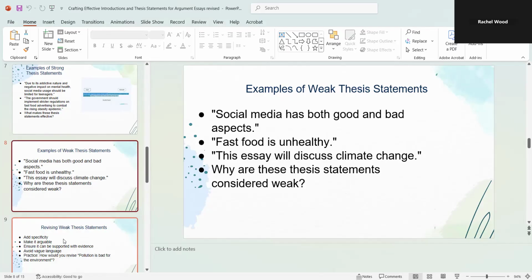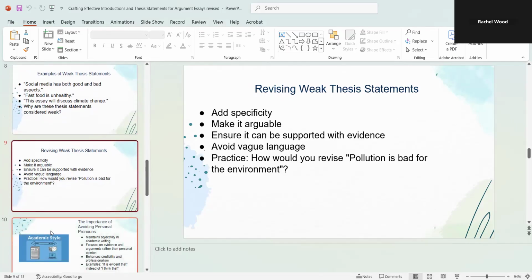This essay will discuss climate change. Again, a perfectly normal problem that students often encounter with their writing is sometimes they say things like this essay will discuss. Can't be doing that. These are weak because they don't give enough information. So then you want to revise it.